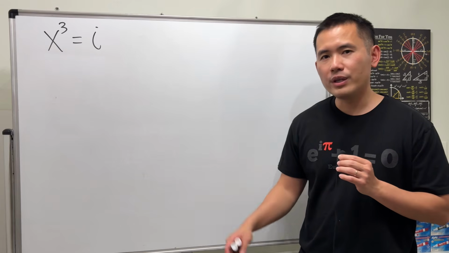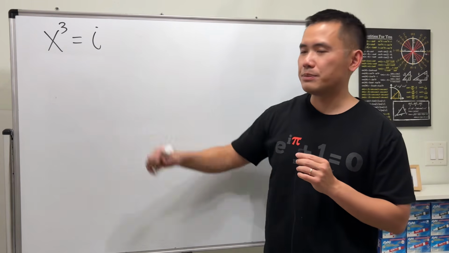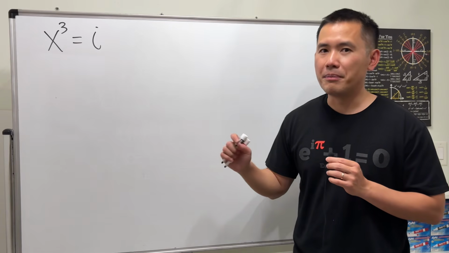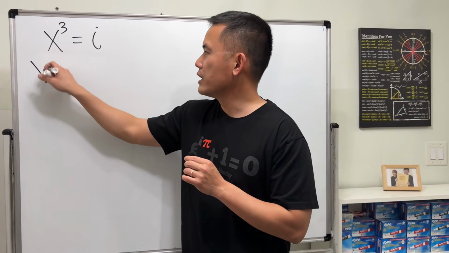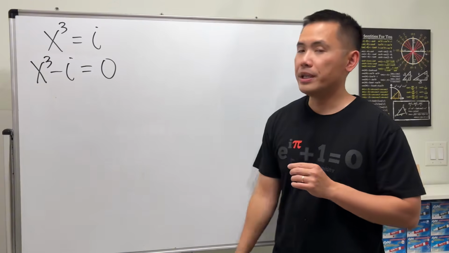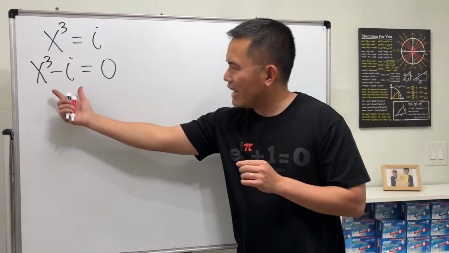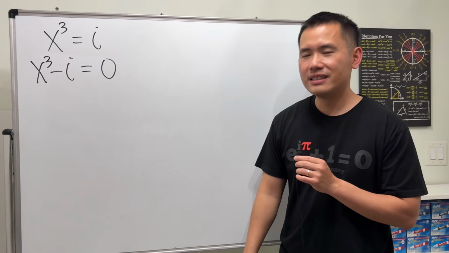I also know that we can do the polar method for it, but let's not do that either, because this equation is pretty complex already. Let's keep the method simpler. In fact, let me subtract i from both sides, so we get x cubed minus i is equal to 0. This is just a cubic equation. We have 2 terms. How can we factor this?